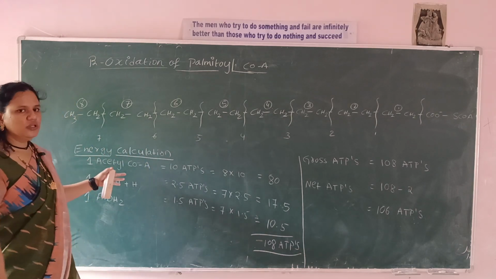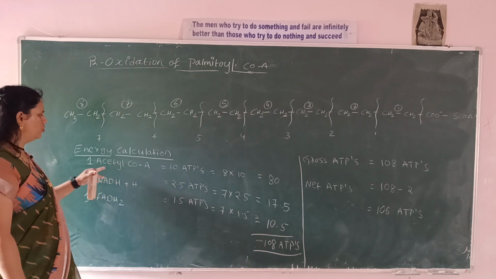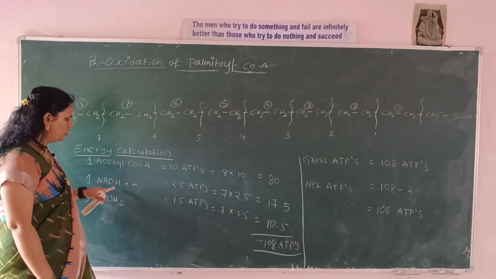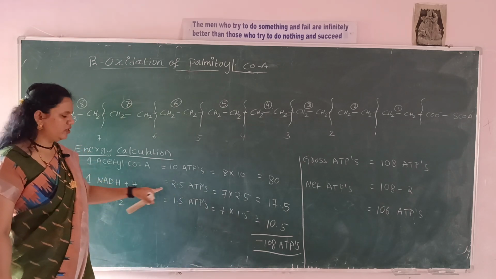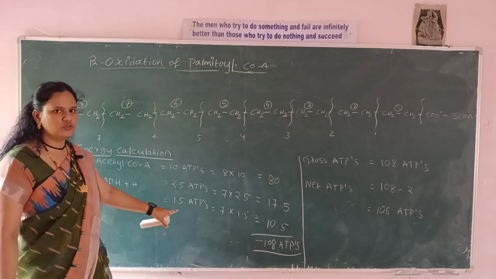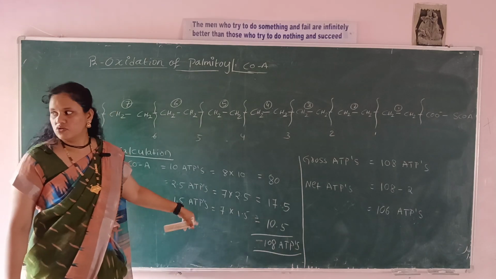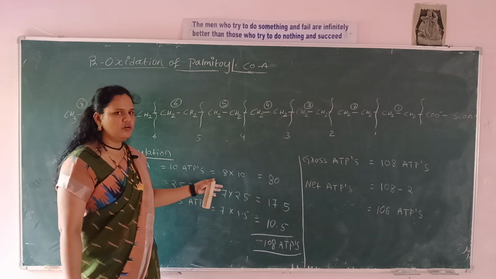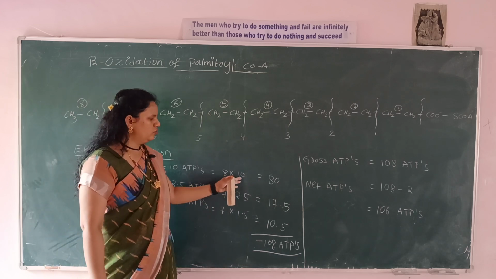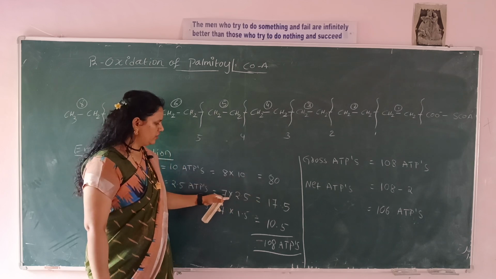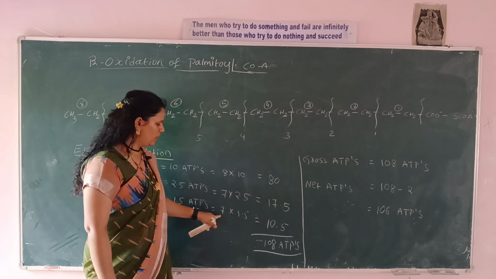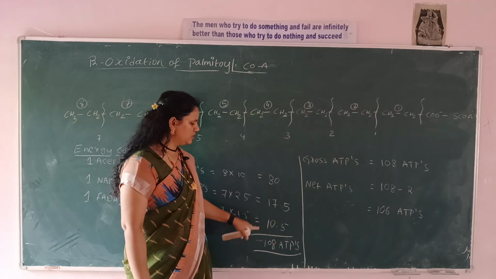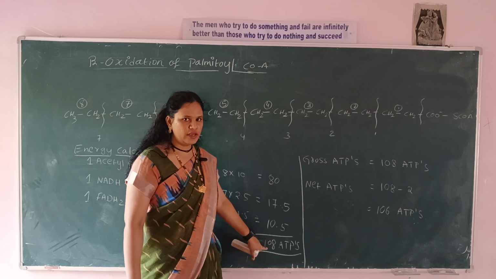Now coming to the energy calculation of palmitoyl CoA. Each acetyl CoA equals 10 ATPs, one NADH equals 2.5 ATPs and one FADH2 equals 1.5 ATPs. We multiply with the number of each. So 8 into 10 is 80 ATPs, 7 into 2.5 is 17.5, and 7 into 1.5 is 10.5, which results in a total of 108 ATPs.